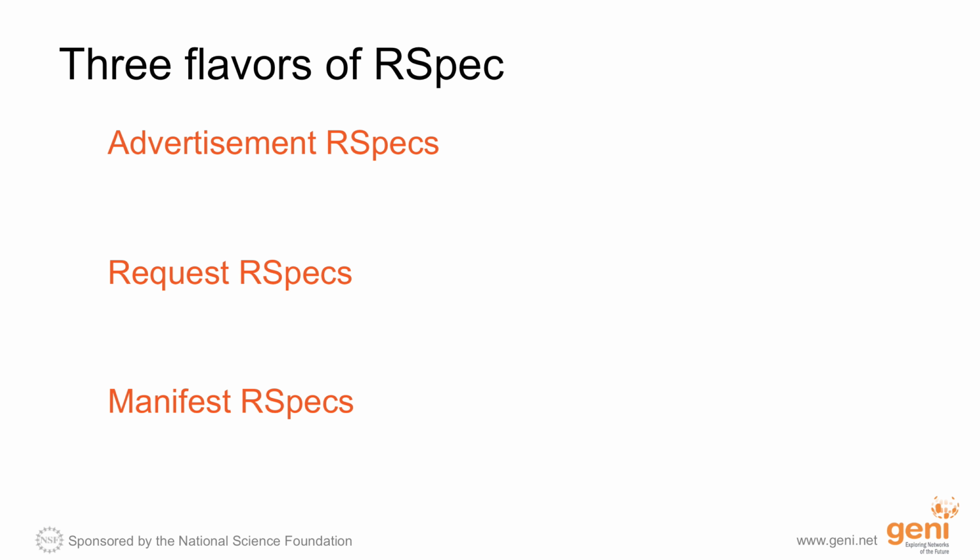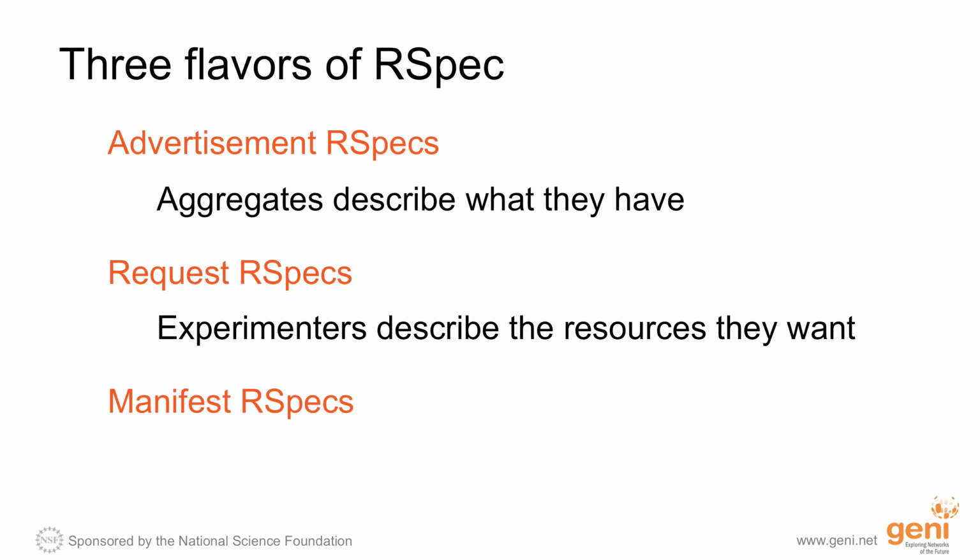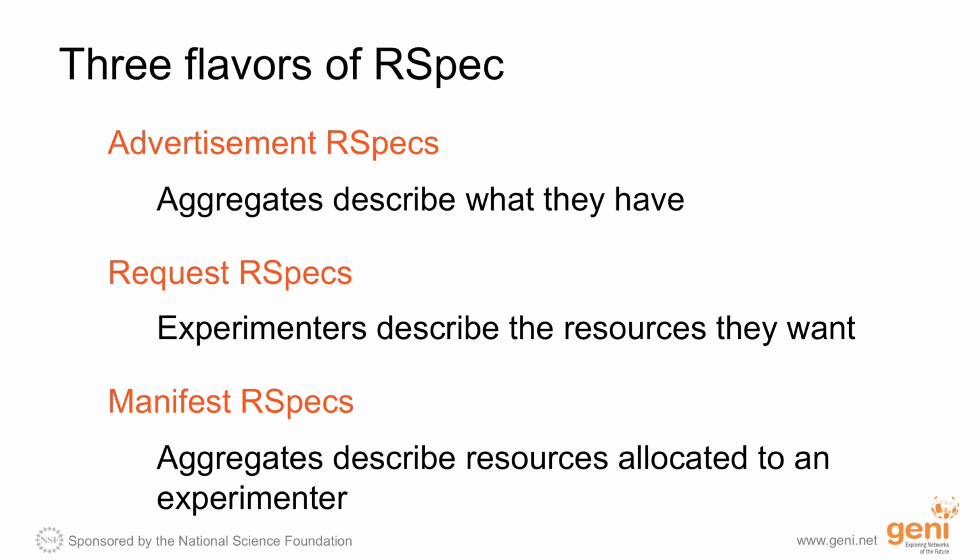There are three flavors of RSpec: advertisements, requests, and manifests. Aggregates use advertisements to describe the resources they have available. Experimenters use requests to describe the resources they want. And aggregates use manifests to inform experimenters what resources were actually allocated to them.